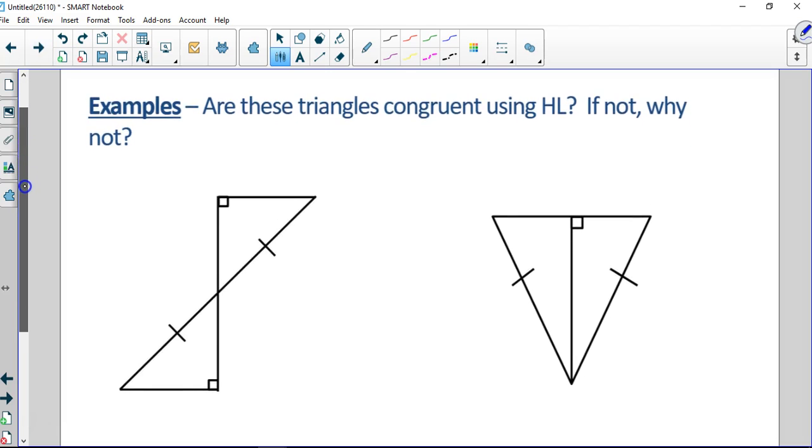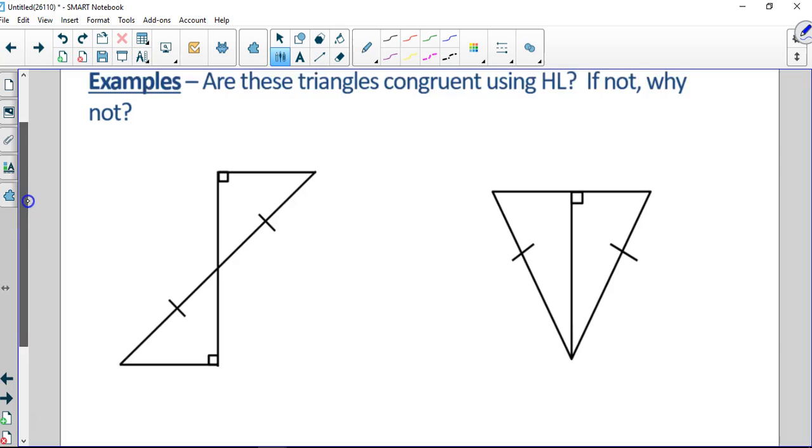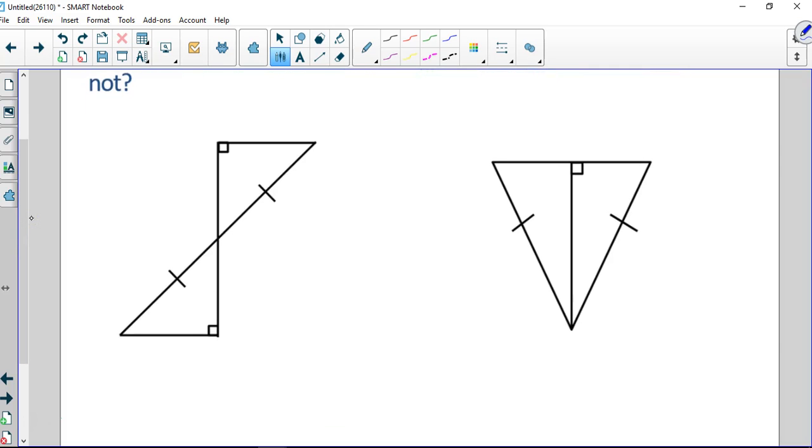Examples. Are these triangles congruent using HL? If not, why not? Well, we have a right angle and we have a right angle. Here we know these are equal to each other. Doesn't really matter for this rule for HL, but we're just reminding ourselves those are vertical angles. We have the hypotenuse marked the same on each of them. That's hypotenuse, that's hypotenuse.